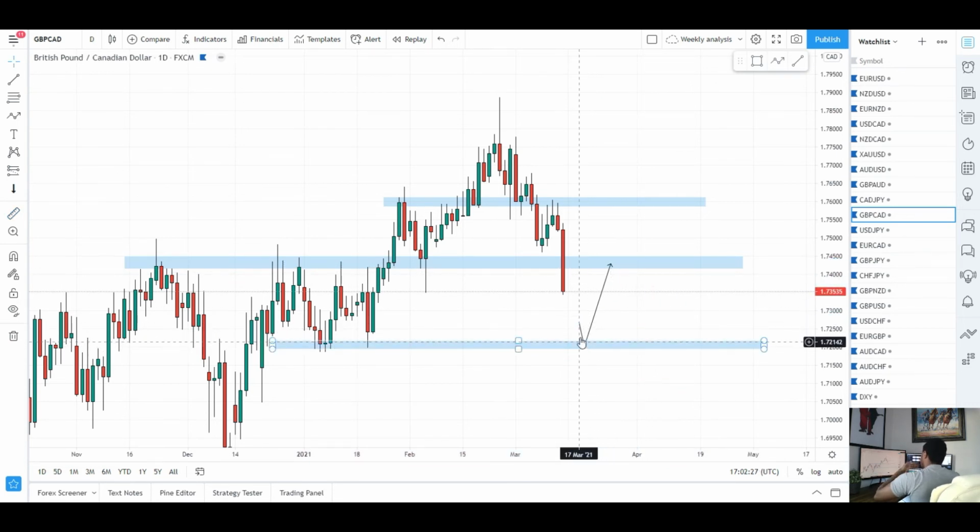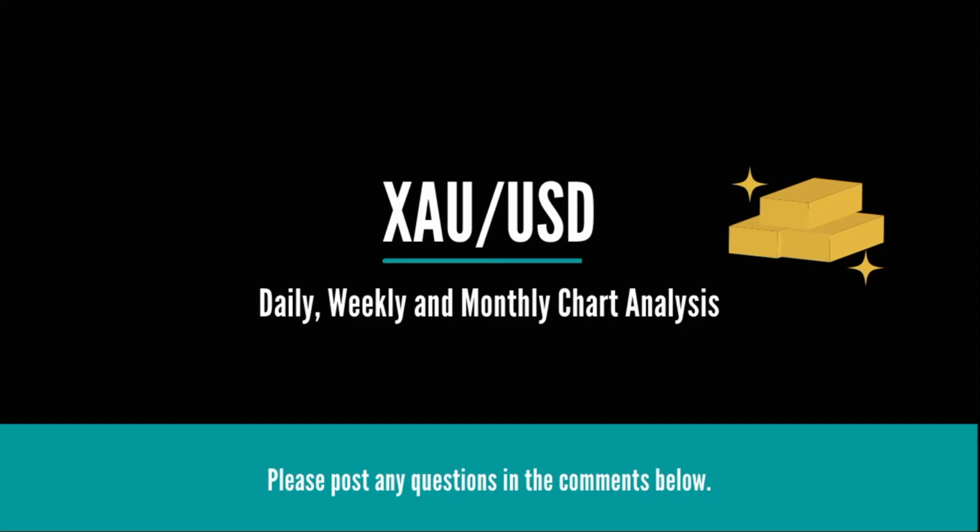Could look to take buy trades from that 1.72 back up to 1.74, or vice versa, 1.74 after a bit of retracement back down to 1.72. So we've got those two key levels, which I think price is just going to trade between for the next couple of weeks. And up next, we're going to take a look at gold.